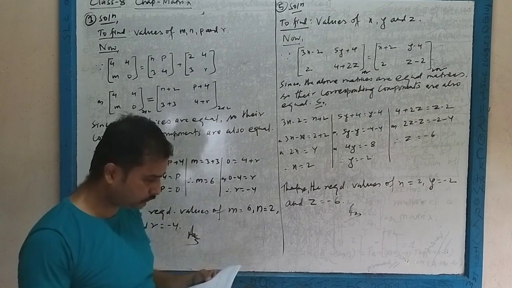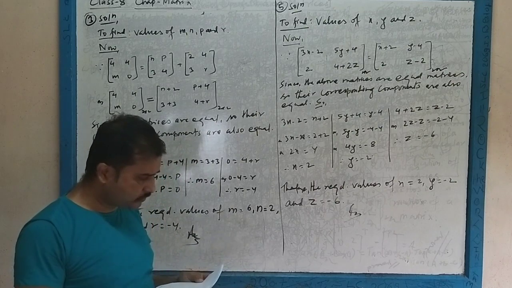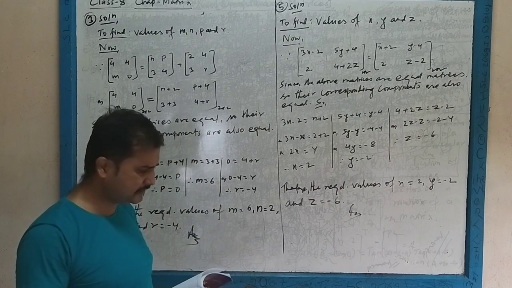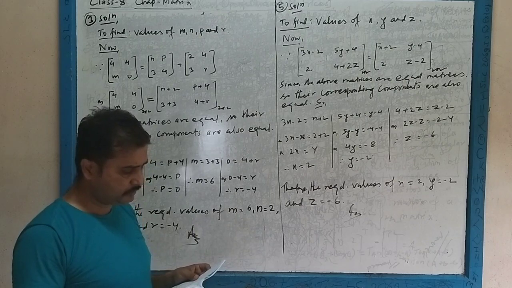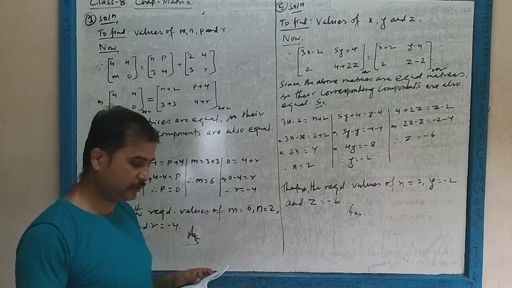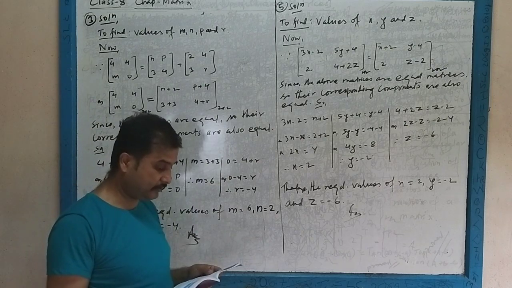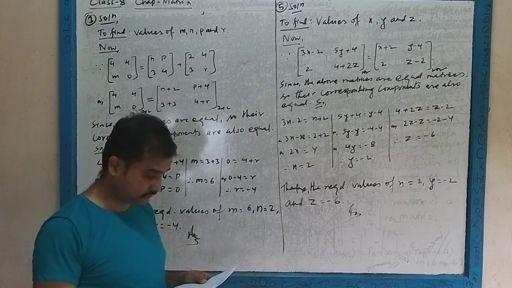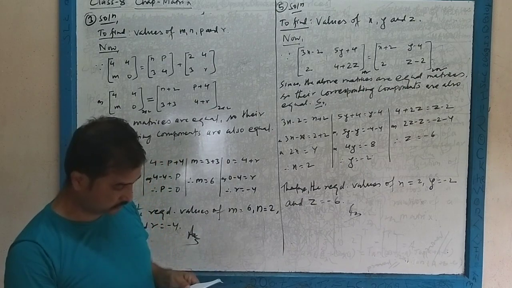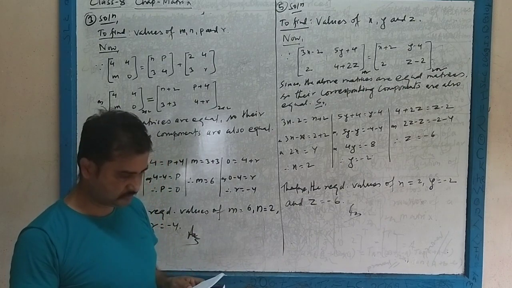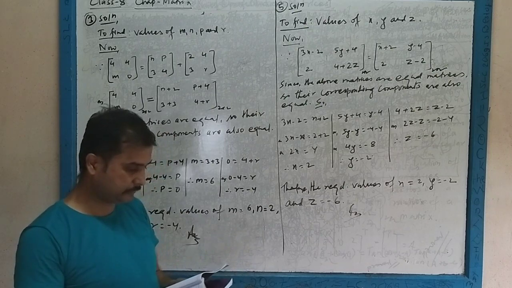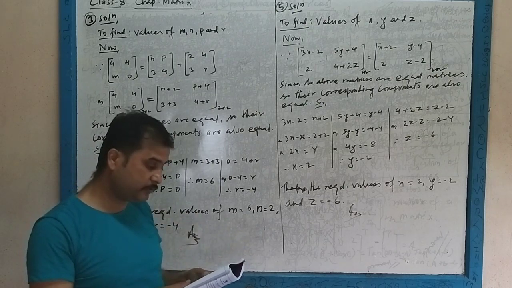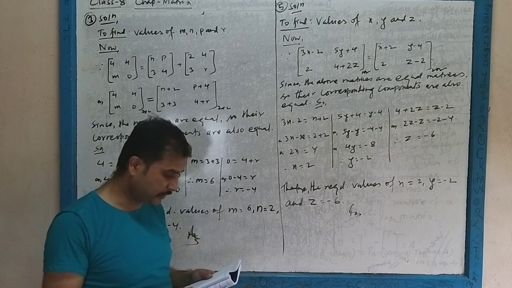Now there are 11 questions altogether. Question number 6. M and P matrices are given to you. Find matrix A in the following conditions. There is nothing. Just you add, you will get the answer. If you want me to solve this, then there is nothing. You can solve yourself. Just put the values, add the matrices, you will get the answer.